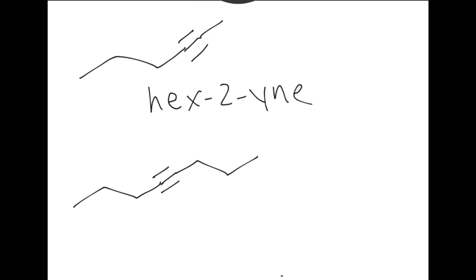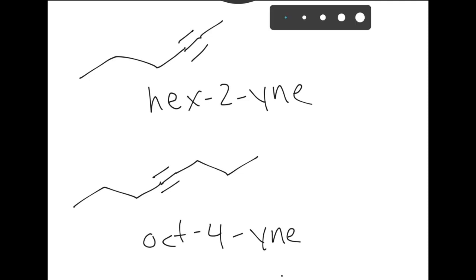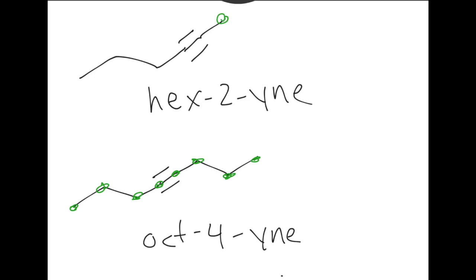And now what's the bottom one? Octyne. 4-octyne. Yep. Seems good. Right? So we've got 1, 2, 3, 4, 5, 6, 7, 8. There you go. So 1, 2, 3, 4, 5, 6.